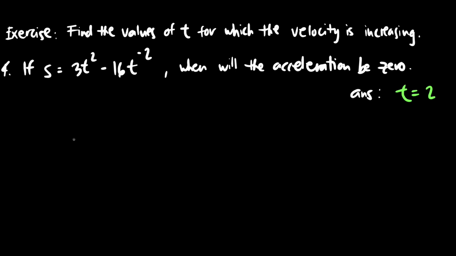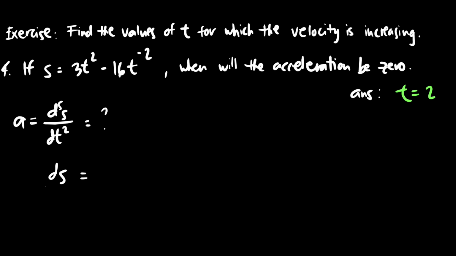So for number 4, if s is equal to 3t squared minus 16t raised to the power of negative 2, when will the acceleration be 0? Take note that acceleration is just the second derivative of s with respect to t, and we need to equate it to 0. So we need to find first the second derivative.